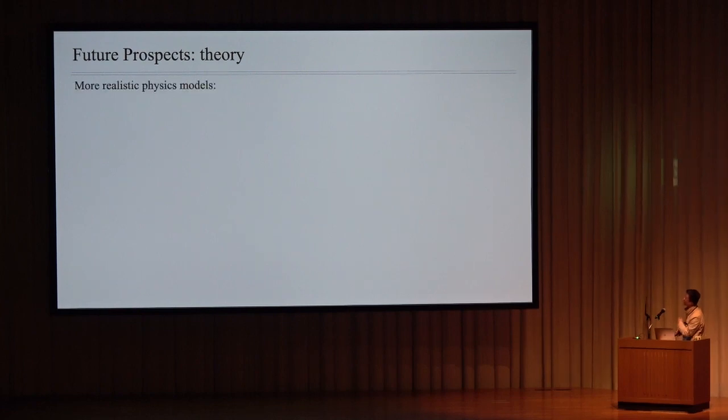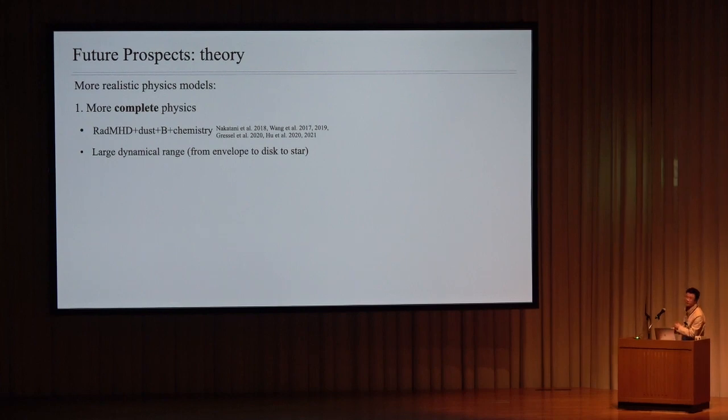We need more realistic physical models. It has two meanings. The first is we need more complete physics. All these physical processes, radiation, dust, magnetic field, and chemistry, are intertwined together. Radiation affects chemistry, chemistry affects your ability to couple with the magnetic field, and dust affects chemistry, so we need to have more complete physics. And also we need to simulate from large scales to small scales.